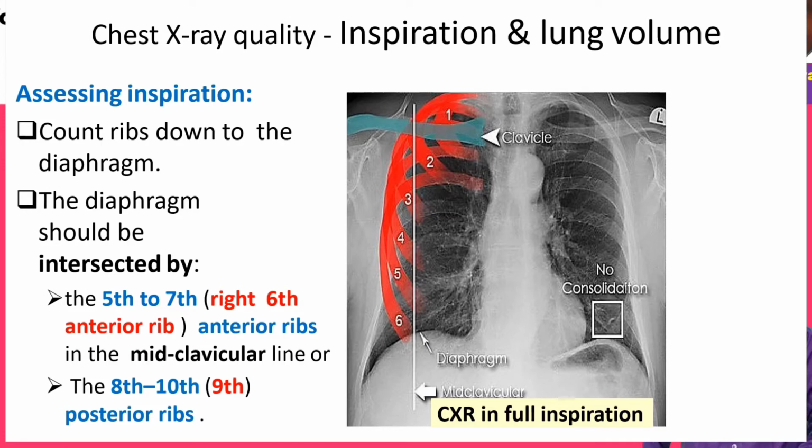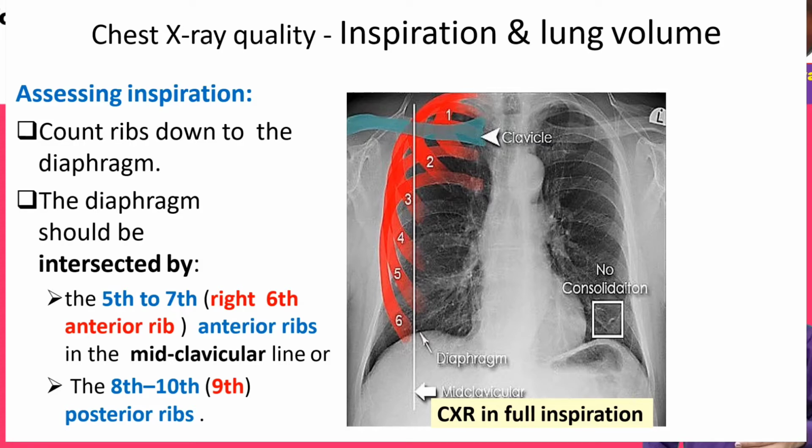How can we assess the inspiration in the X-ray? Draw a line at the mid-clavicular line and count the ribs, anterior and posterior ribs. As you can see, these are the anterior ribs, 1, 2, 3, 4, 5 and 6, oblique ribs. So 6 anterior ribs are usually present from the upper side down to the diaphragm.